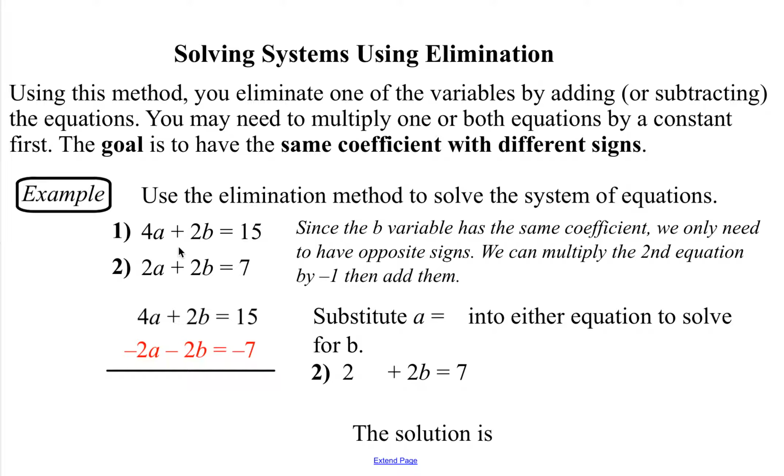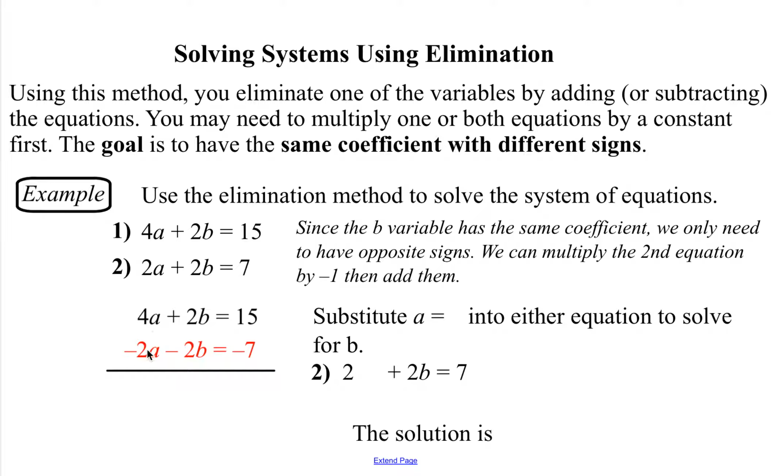You'll notice that in equation 2, the b variable, they both have a coefficient of 2. And now if we just have an opposite sign, we could add them and the b terms would drop out. So what I did is I went ahead and multiplied the second equation by -1. As long as you multiply every single term by -1, this that I have down here in red is just equation 2 multiplied by -1.